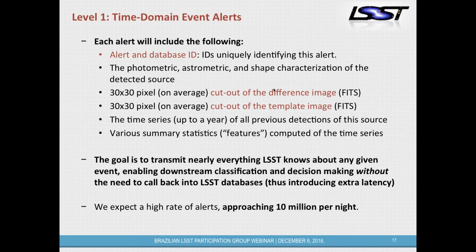Now, because of that high rate, so I said roughly 10 million events per night, this is actually going to be a pretty sizable stream. We're talking about hundreds of gigabytes of data being sent out each night. And we realize that not all science cases are interested in everything. So for example, if I'm interested in fast-moving asteroids, then all objects I care about are those that trail, that have evidence of trailing in the image.